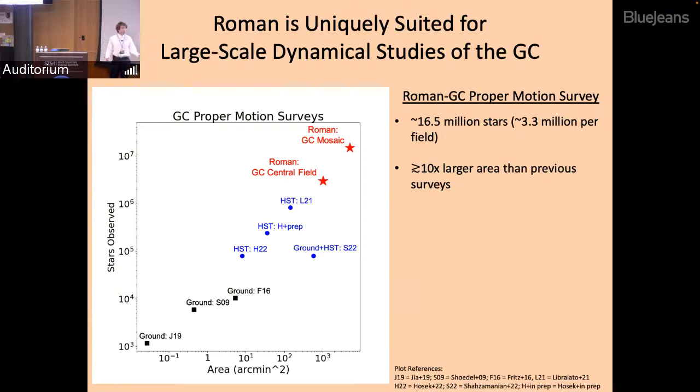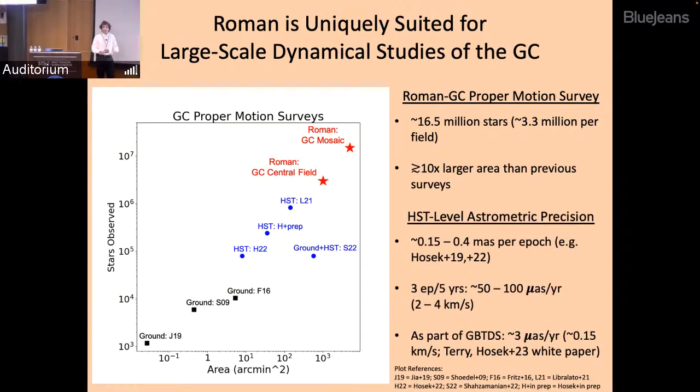We do better when we go up to HST with these blue points, because now we're above the atmosphere, and we can get precise astrometry over a much larger field within a single pointing. But the red stars show what Roman can do. With the 5-pointing Galactic Center mosaic, we expect that we could measure the proper motions of 16.5 million stars in the Galactic Center region, and cover an area that's at least 10 times larger than any other proper motion survey.